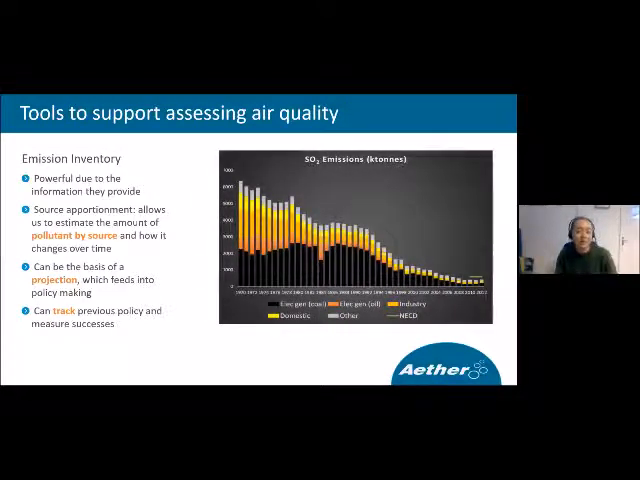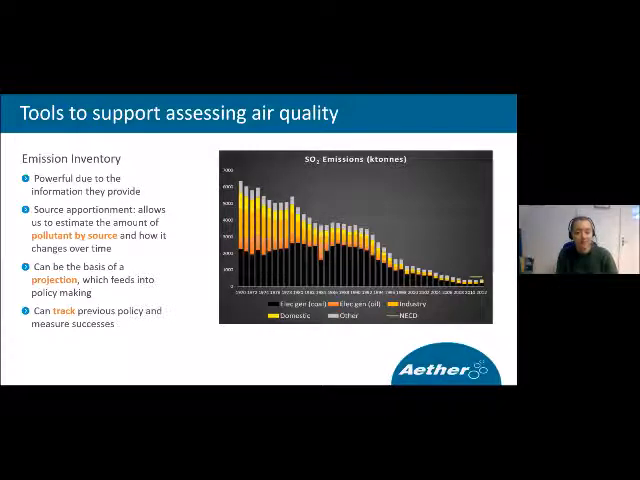Okay, so next we'll go on to tools to support assessing air quality. Obviously I've already spoken about emission inventories. They're very powerful due to the information they provide. They allow us to estimate the amount of pollutant by source, and that links to source apportionment. It also shows us how emissions have changed over time.